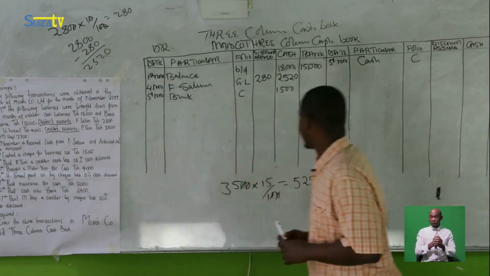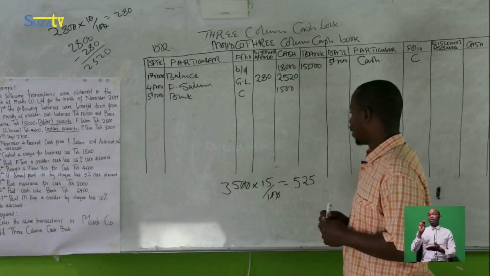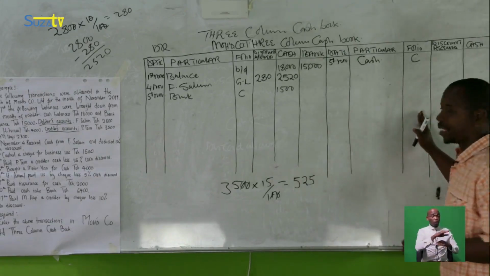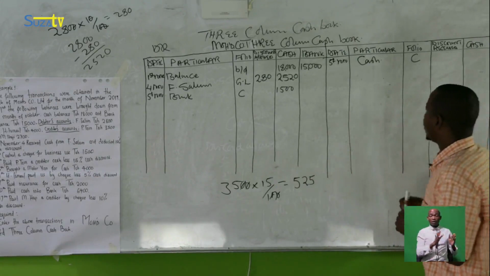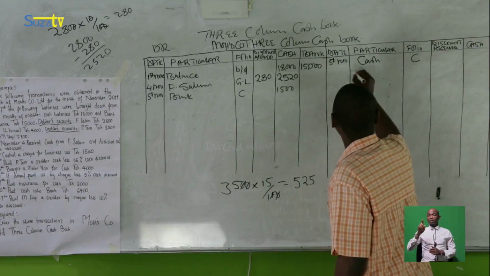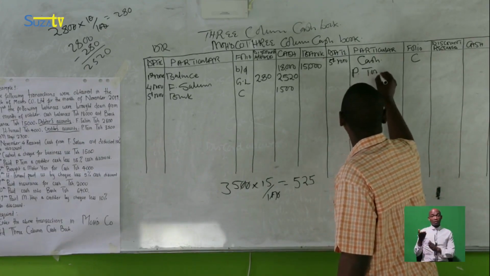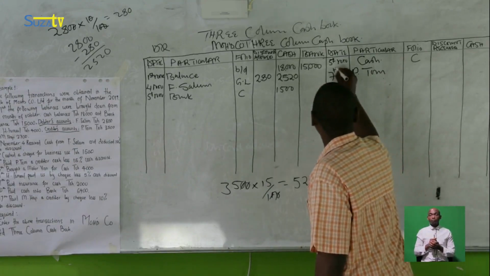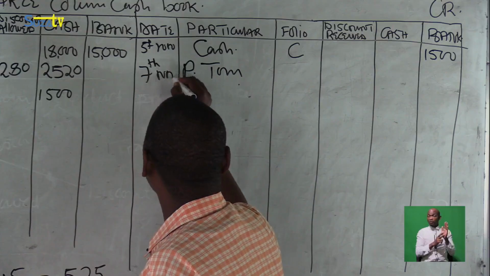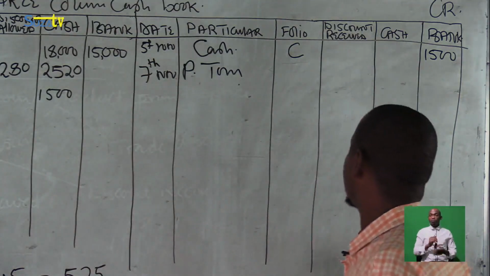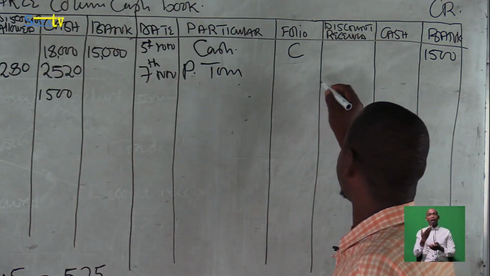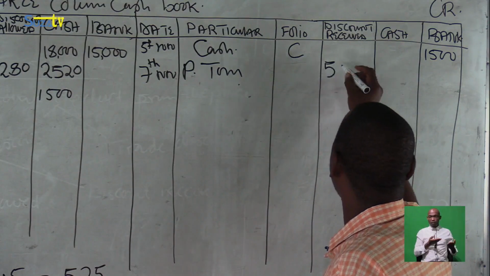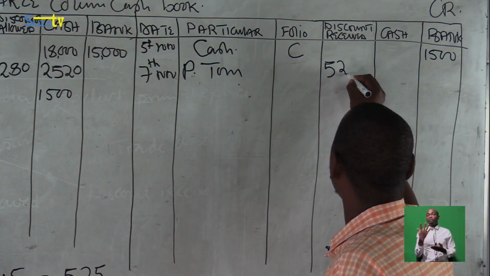If the business pays, it will go to the credit side. Right here, P. Tom. In which date? 7th November. How much discount did the business receive? The business received 525.